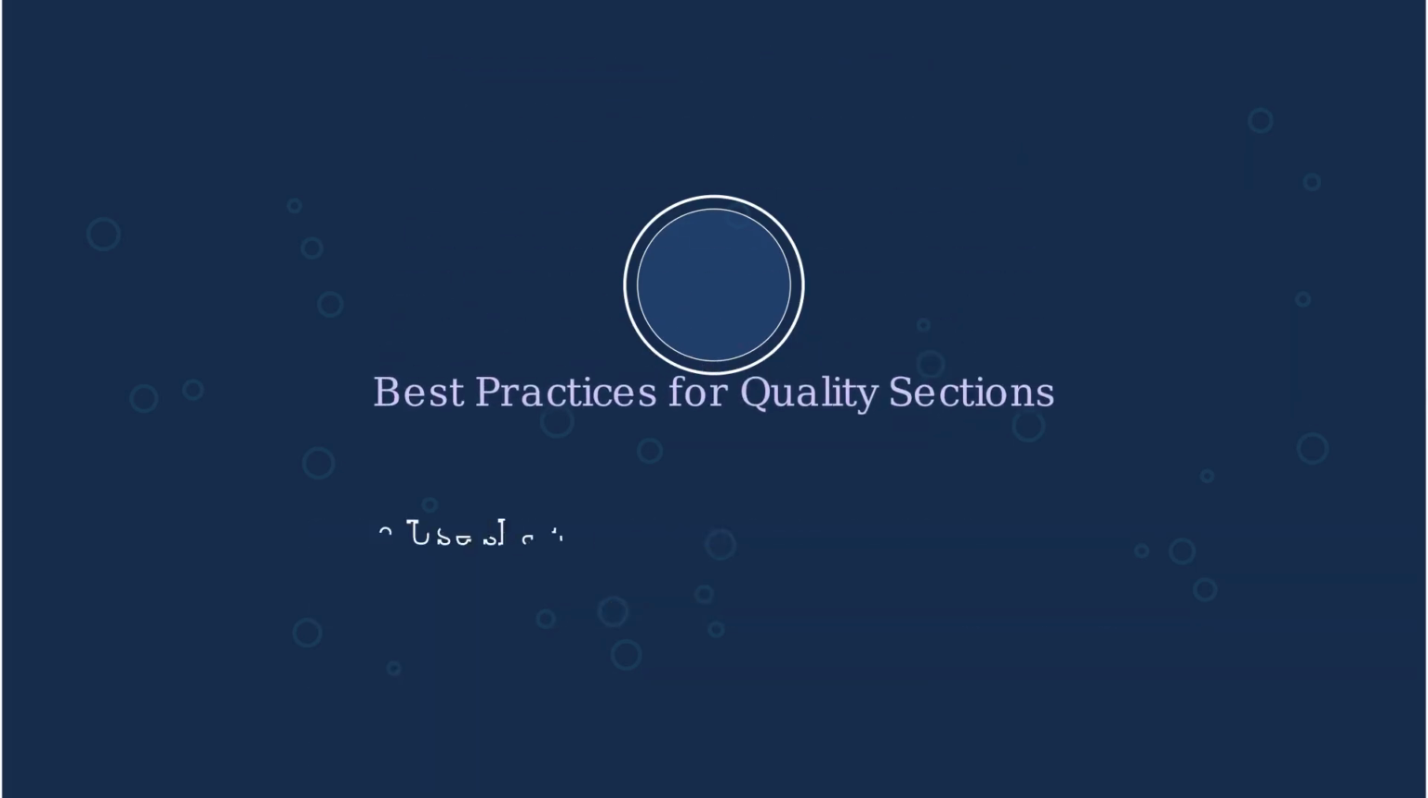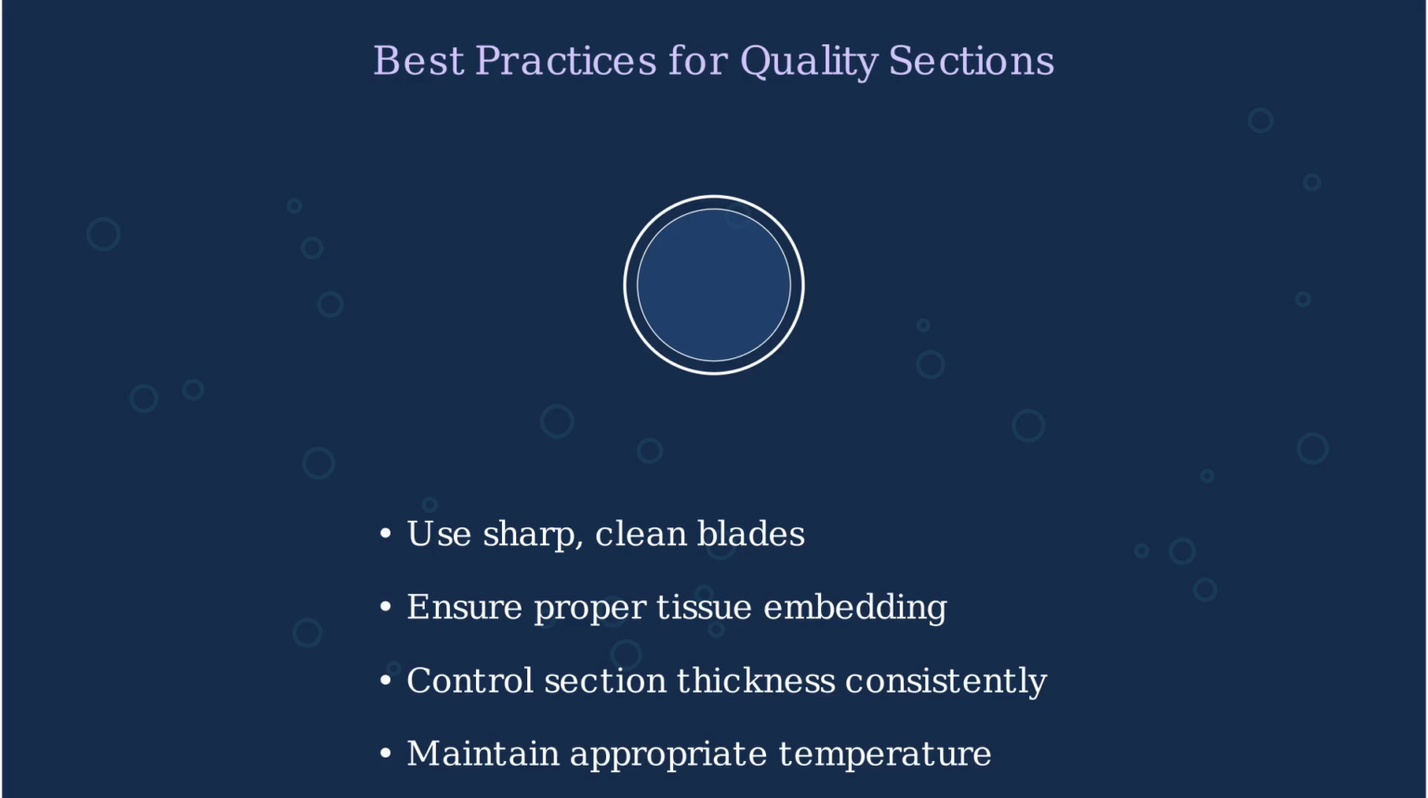To achieve high-quality sections, follow these best practices. Always use sharp, clean blades and ensure proper tissue embedding. Control section thickness consistently, maintain appropriate temperature for the embedding medium, and practice proper handling of the section ribbons.